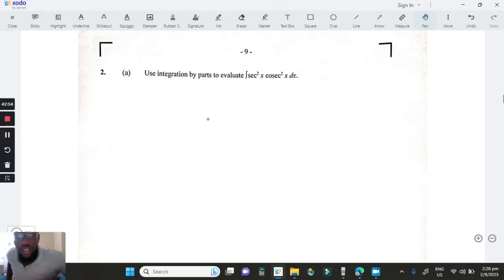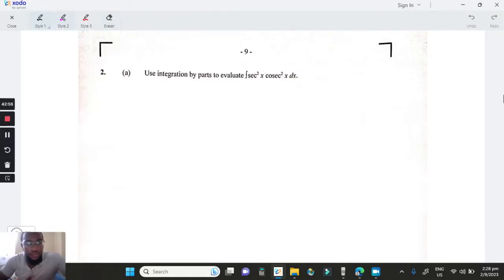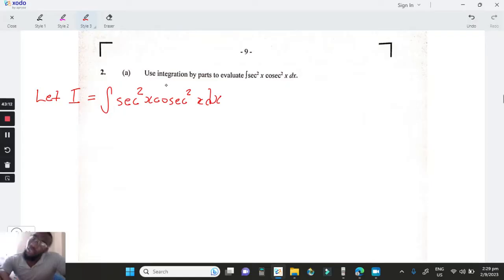So using integration by parts to do this, first thing, I like to call my integral I. So let I equal the integral of sec square x cosec square x dx. And so now we have to use our substitution.